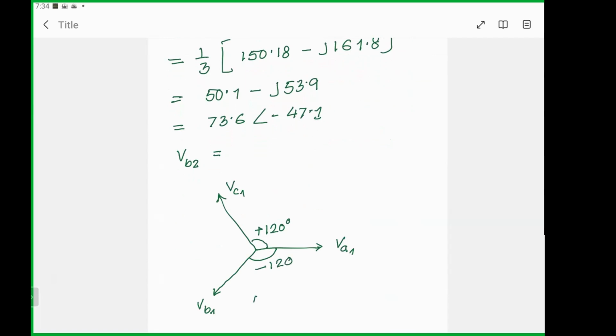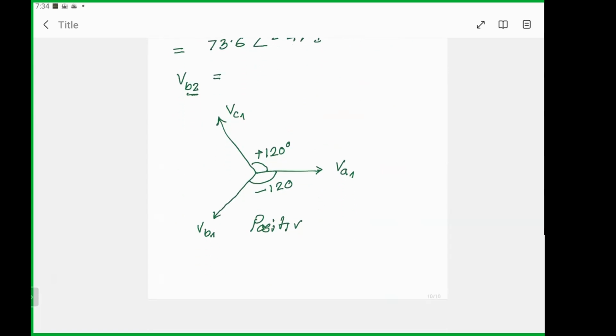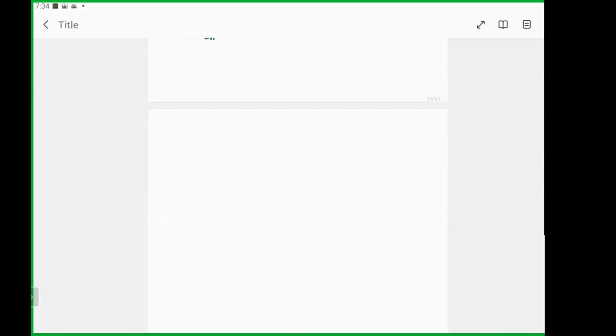So this is the positive sequence, but we have calculated the negative sequence. For the negative sequence, B and C will be interchanged. So I will have BA2, then BC2 at minus 120 degrees, and BB2 at 120 degrees. So these are all 2.